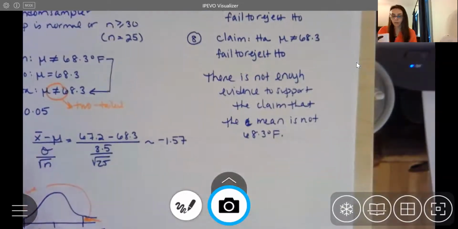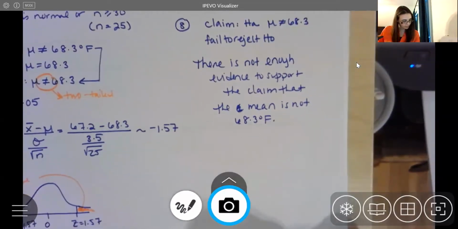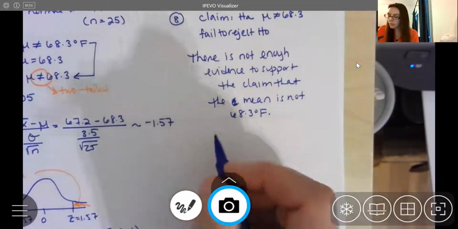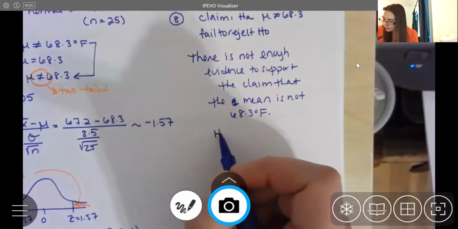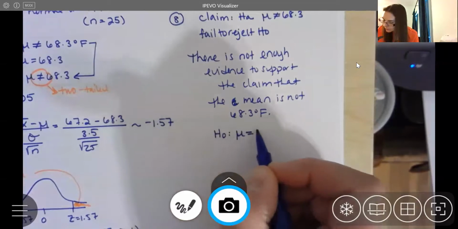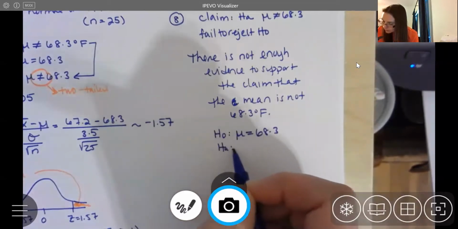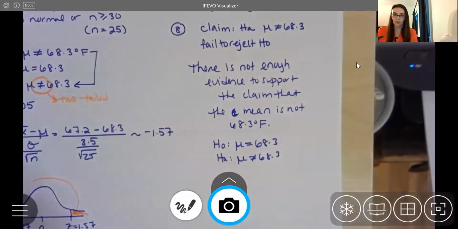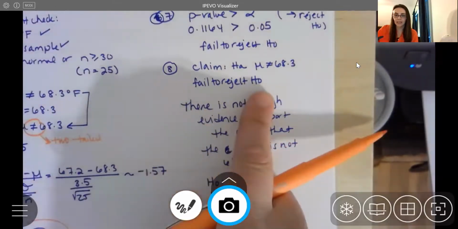Okay, so there is not enough evidence then to support the claim that the mean is not 68.3 degrees. And again, this is at the level of alpha is 0.05, so at the 0.05 significance level here. All right, so another way to do this too, if you're having trouble with the table, is I'm just going to rewrite this one more time. So that was our null and our alternative hypothesis. And again, we're going to fail to reject the null.